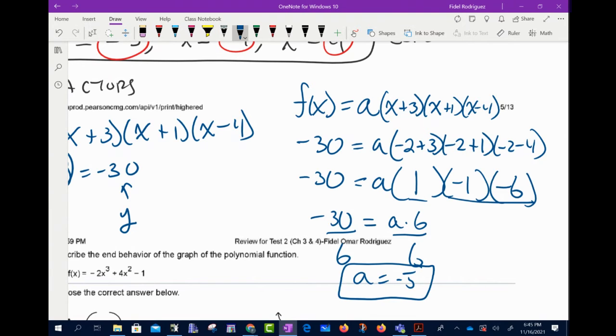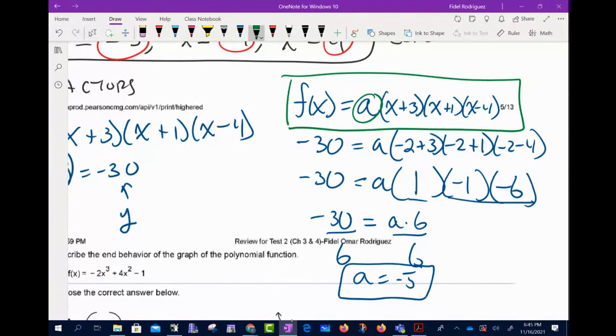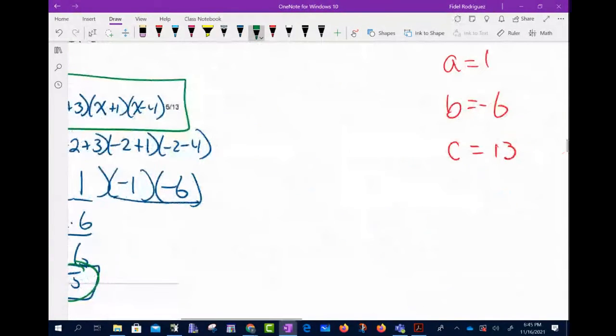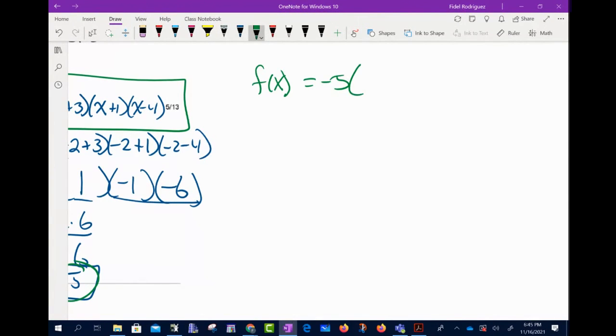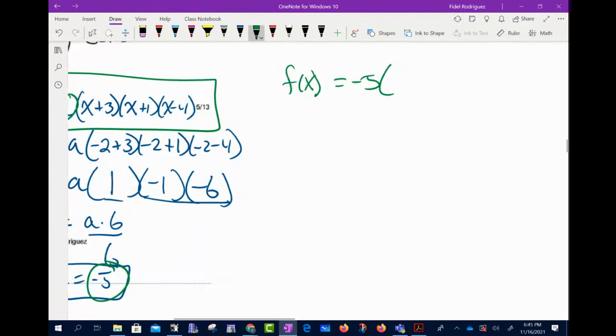Okay, so last part, I'm going to come back to this problem right here, y'all, and I'm just going to replace the a with the number -5. Let me erase some of this mess. I'll write it over here. So f of x equals negative 5 times x plus 3, x plus 1, x minus 4.